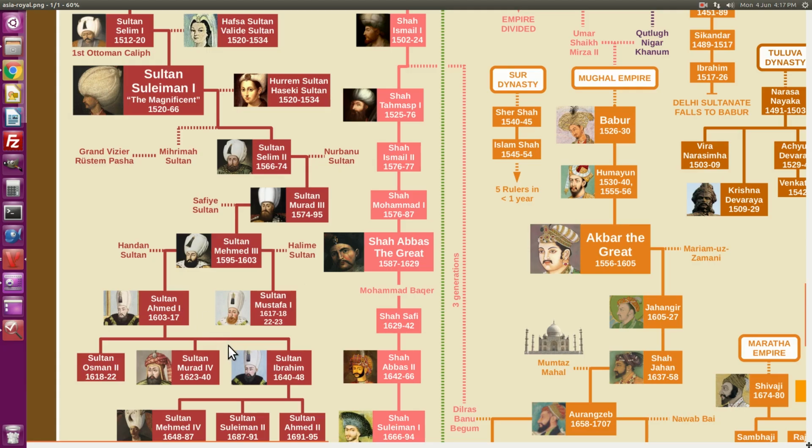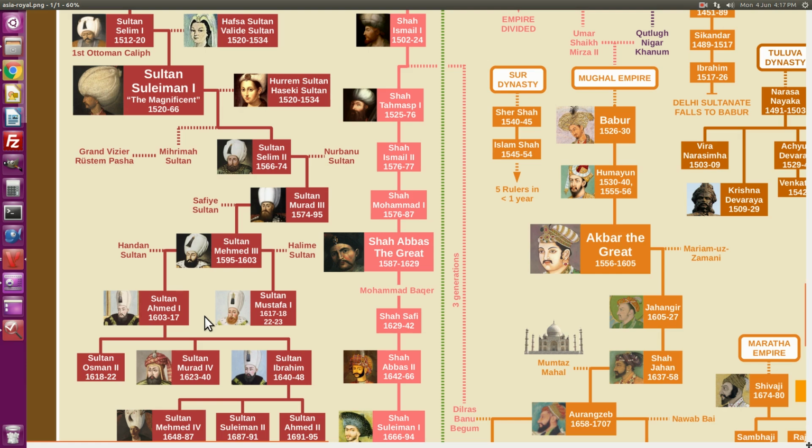And so from this point forward, often what would happen is when the sultan died, the oldest relative would become the sultan, and often that would be a brother, and if not a brother, then a son.